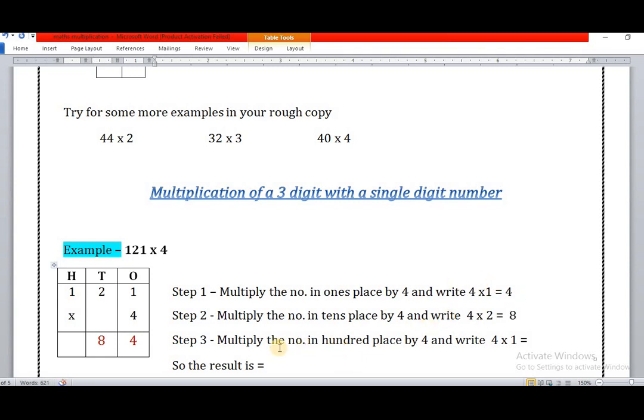Now step 3. Multiply the number in hundreds place by 4. Now this is the hundreds place. You have to multiply the number in hundreds place by 4. 4 into 1 will be 4. Write here 4. So the result is 484. This is the result, 484. Clear?